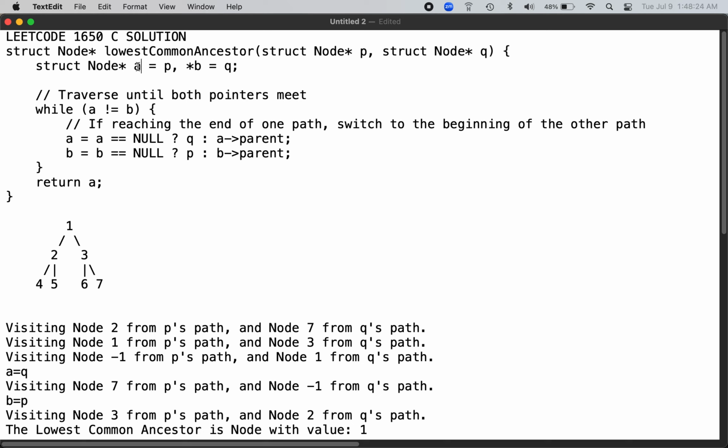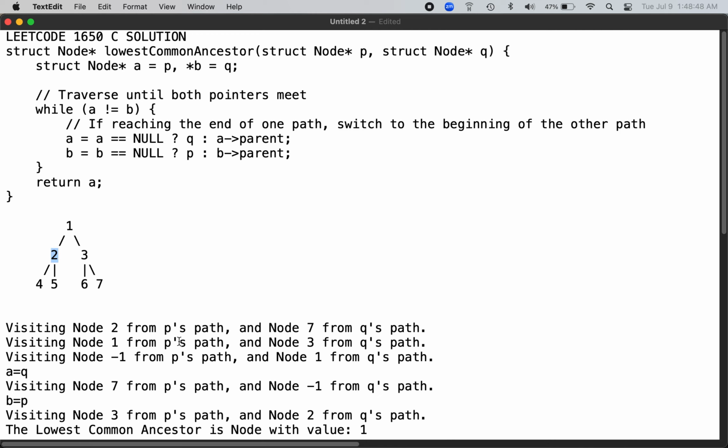Originally A is assigned to P, but once it becomes null, A is assigned to Q. So A starts off at 2 and then goes to 1, gets to null, and then starts off at 7. B does the same thing. B goes from 3 to 1 to null and then starts off at 2.